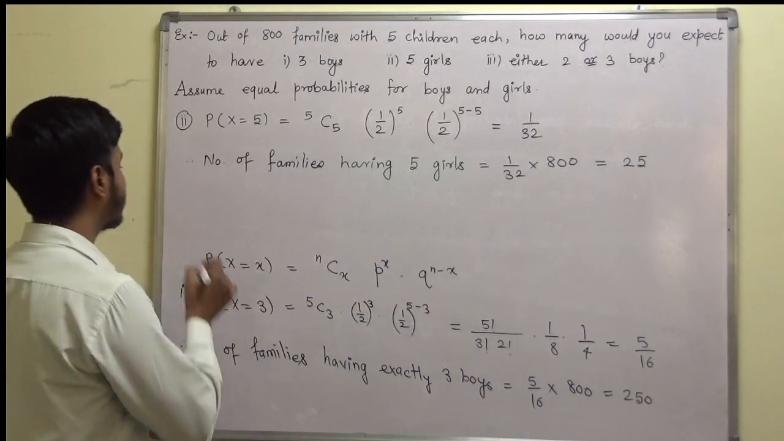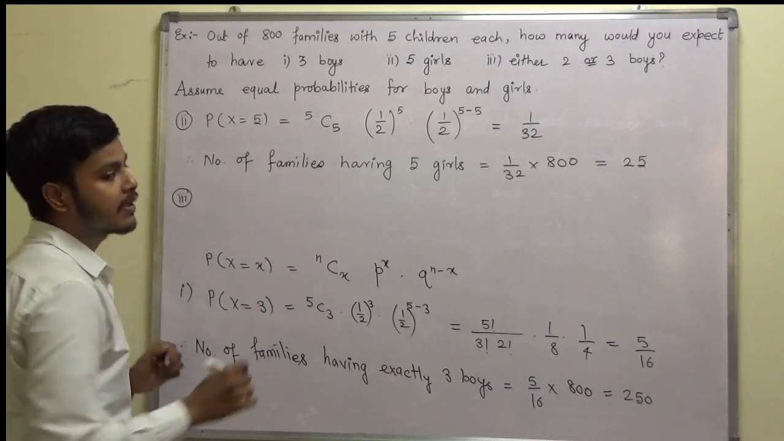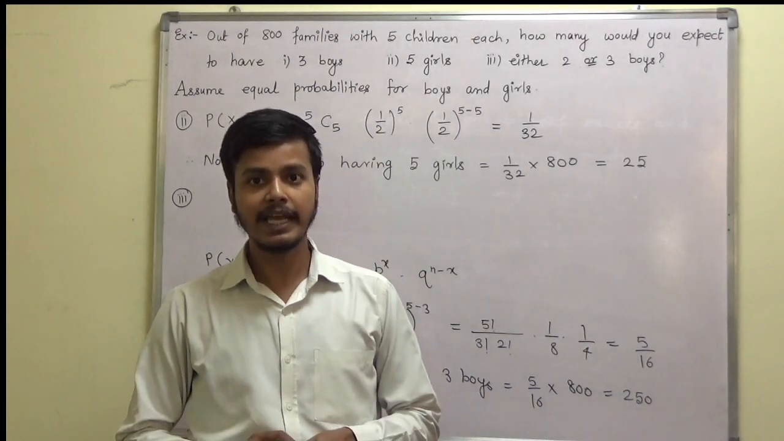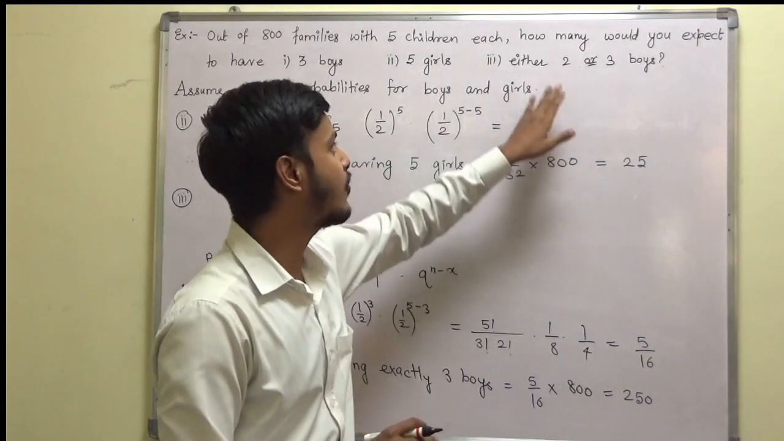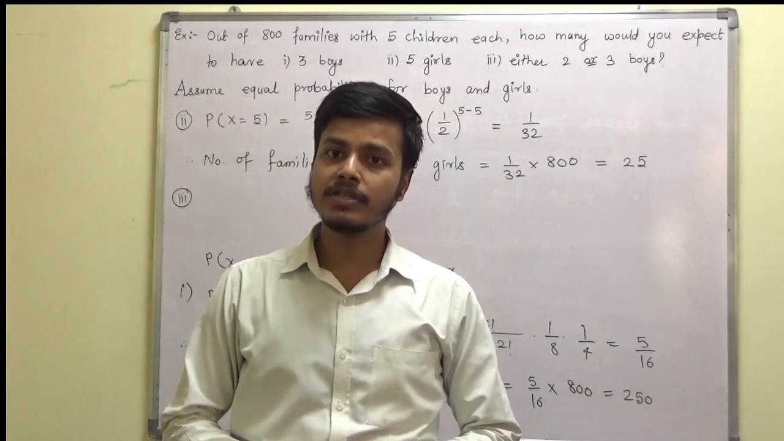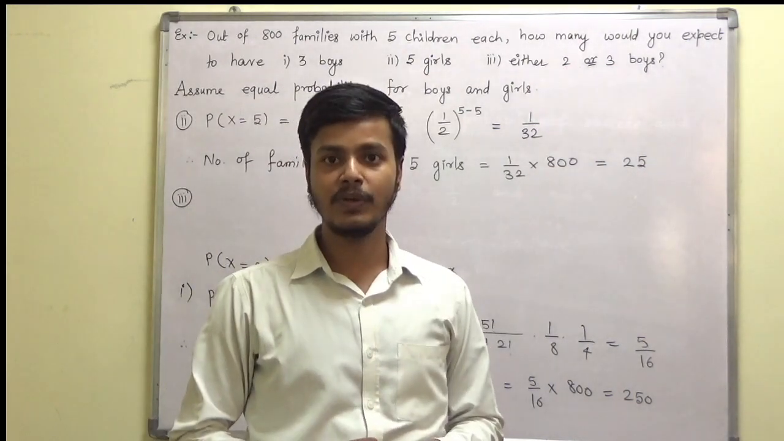Now let us find out the third one. I want you to pause the video for a few seconds and try to find out the probability of either 2 or 3 boys. So pause the video, try to find this out, and resume the video. Okay.